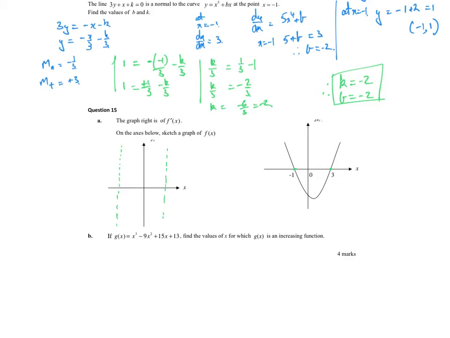So where is the gradient? Well, the gradient's negative in between. So I need a negative gradient, all the way down. And then at x equal to 3 something, it becomes a positive gradient. And at the point -1 something, it is a positive gradient to the left.